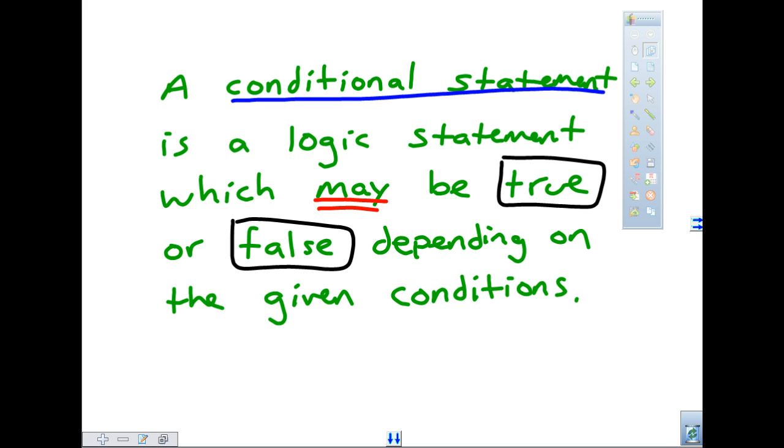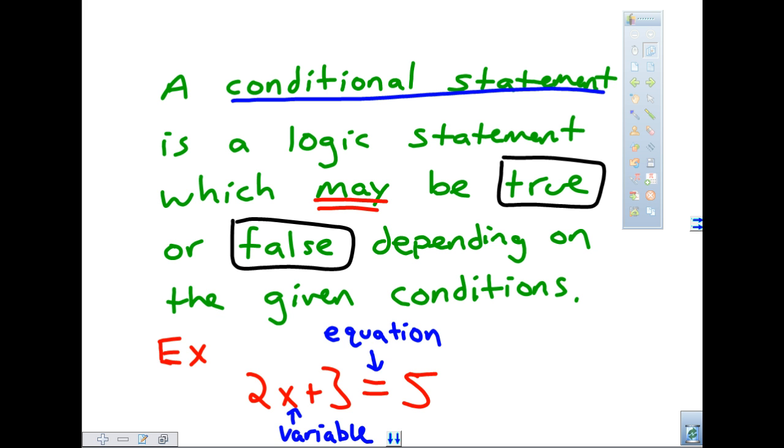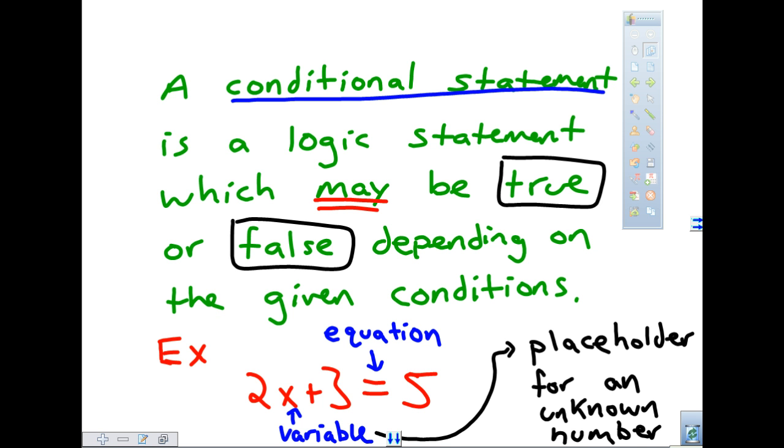So here's an example of an equation. We have 2x plus 3 equals 5. We know it's an equation because there's an equal sign in there. That's the symbol that denotes equality. And we have an x in this equation, which is very typical, which is known as a variable. And just to remind you of what a variable is, it is a placeholder for an unknown number. So it's representing some number. We don't know what that number is yet, but it's holding the place of that number.